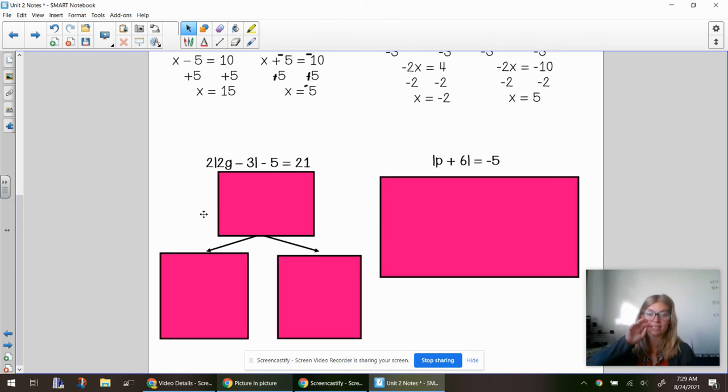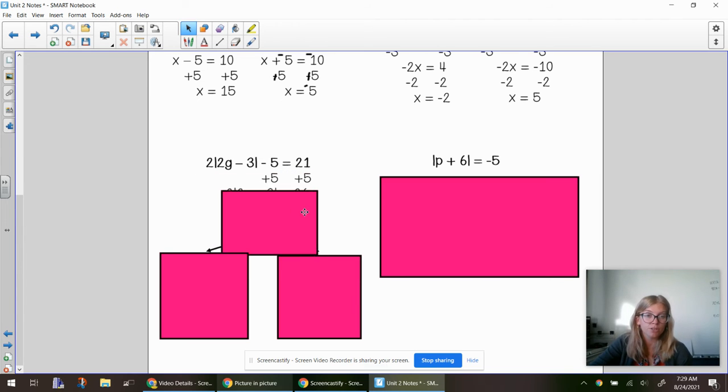Let's look at 2 more examples. First, we need to isolate the absolute value symbols. So we're going to undo addition and subtraction first. So adding 5 to both sides. 2 times the absolute value of 2g minus 3 equals 26. A common mistake students will make is they'll try to distribute in this 2. We are not allowed to distribute when we have absolute value. That's only with parentheses.